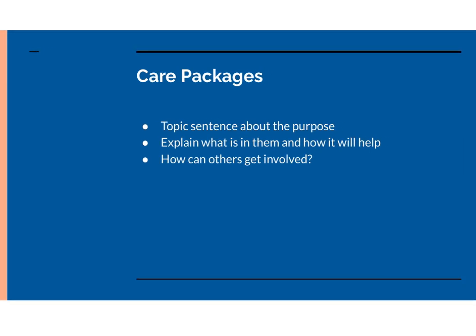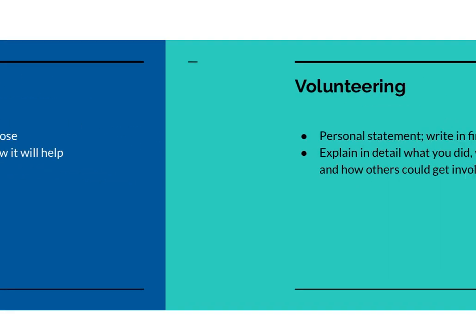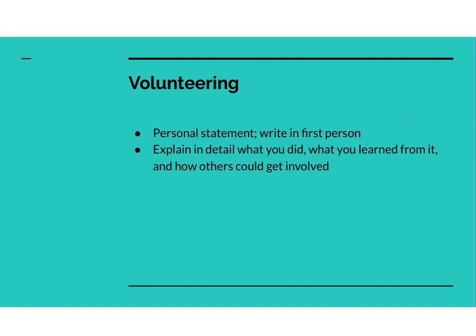Care packages are very similar to the last one. You would have a topic sentence about the purpose, explain what is in them and how it will help, and how others can get involved. And that's where you would bring in the W1 aspects of persuasion, trying to get other people to join you. If you're volunteering, you would write a personal statement.